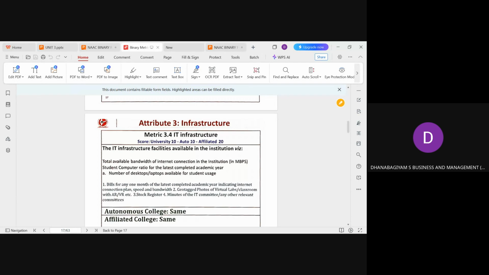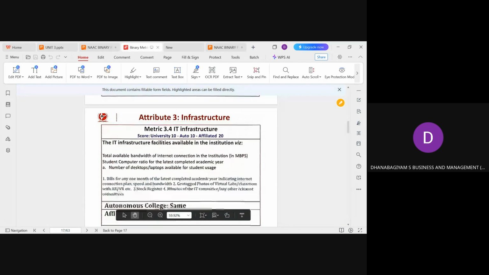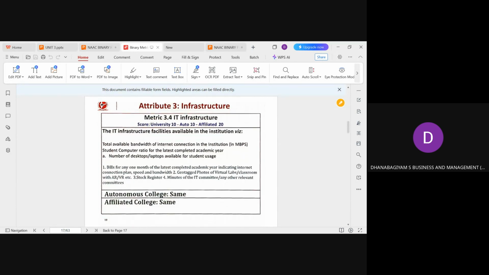Under IT infrastructure, how many desktops are available? How many laptops are available in our computer lab? And beyond that, sometimes students even do movie making today. So whether we have the resources, whether we facilitate the students, all those facilities being provided from our end. Likewise, we can have some IT facilities.